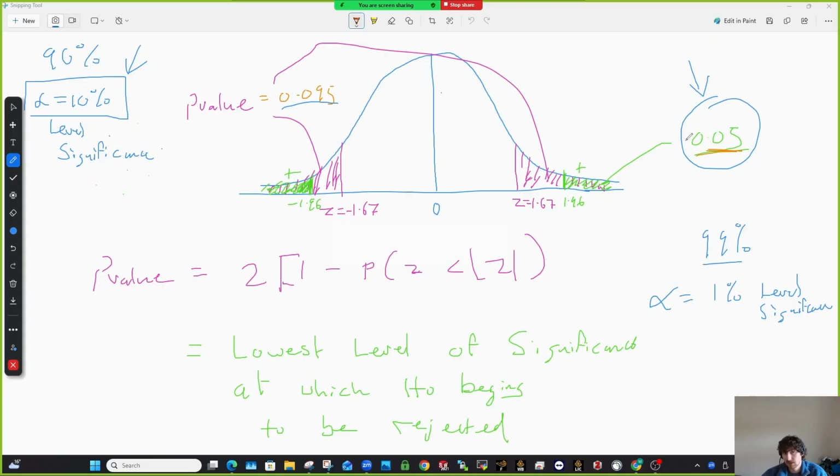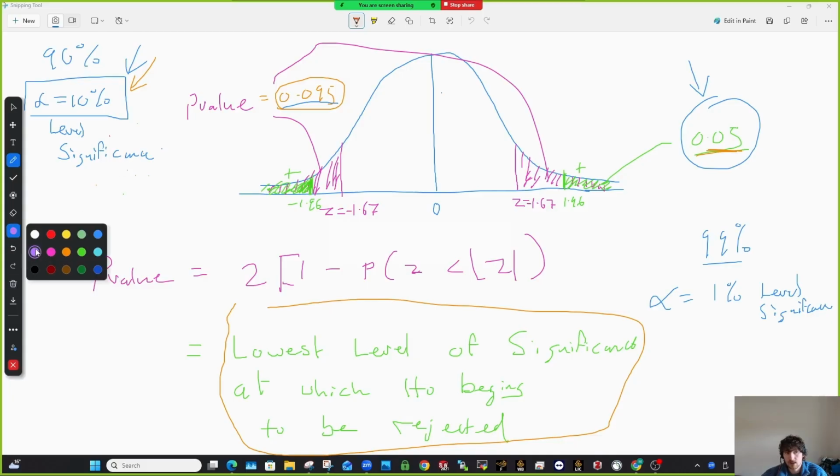So hopefully that makes sense to people. Hopefully I've done an okay job at explaining that there. So this really matters down here, that the p-value is the lowest level of significance at which H0 begins to be rejected. And so when the level of significance was 5% and our p-value was this, H0 didn't get rejected. But if we were doing another type of test where alpha was 10%, then it would have gotten rejected, okay? So hopefully that makes sense to people.